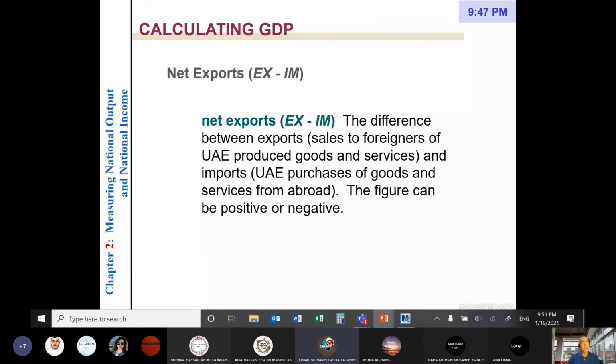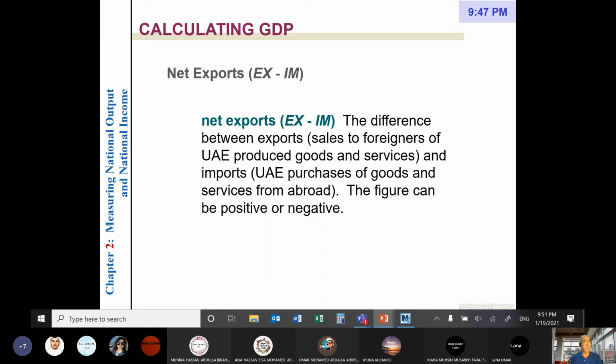Okay. So what is net exports? Net exports equals export minus import. So this is a fixed equation. Net exports equal export minus import. So if export is more than import, the result will be positive. If import is higher, the result will be negative. If they are equal, the result will be zero. Net export will be zero.